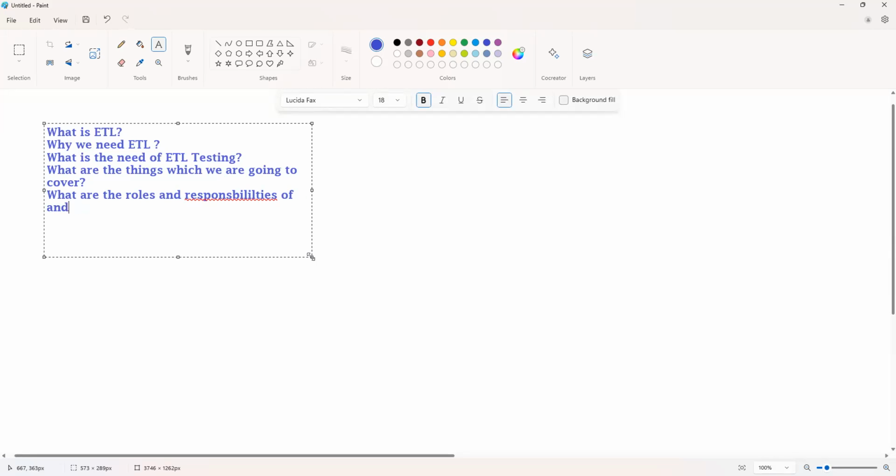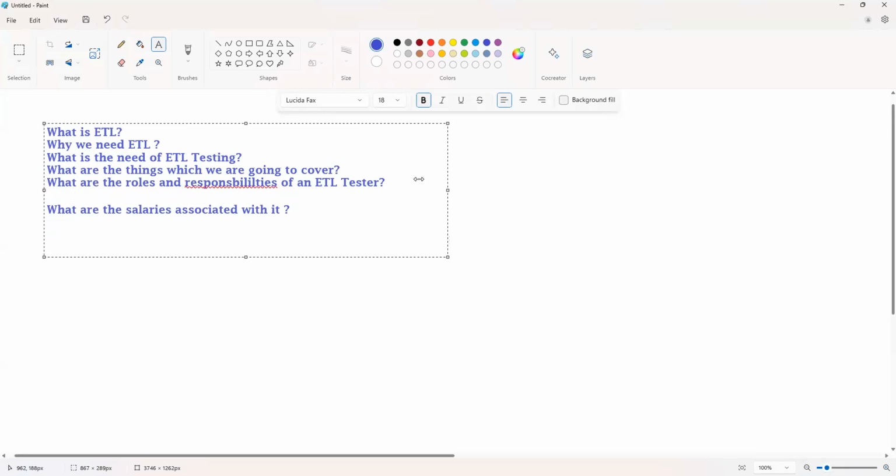That is one of the things, and other than that, the next thing we are going to discuss is what are the salaries associated with being an ETL tester. So these are the things which we are going to cover as part of today's class.